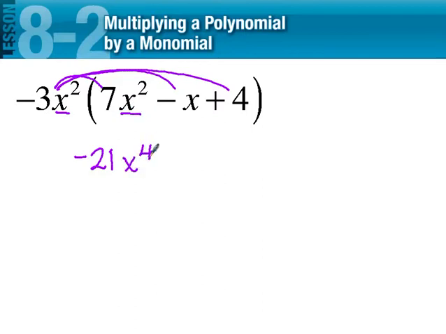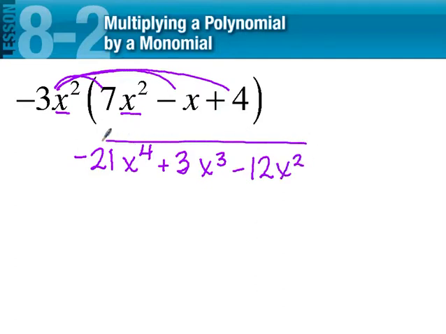Now I'm going to multiply negative 3 and negative 1. And I get positive 3. X squared and x, x cubed. Then I'm going to multiply negative 3 and positive 4. Negative 12. X squared and nothing is x squared. And there you go.